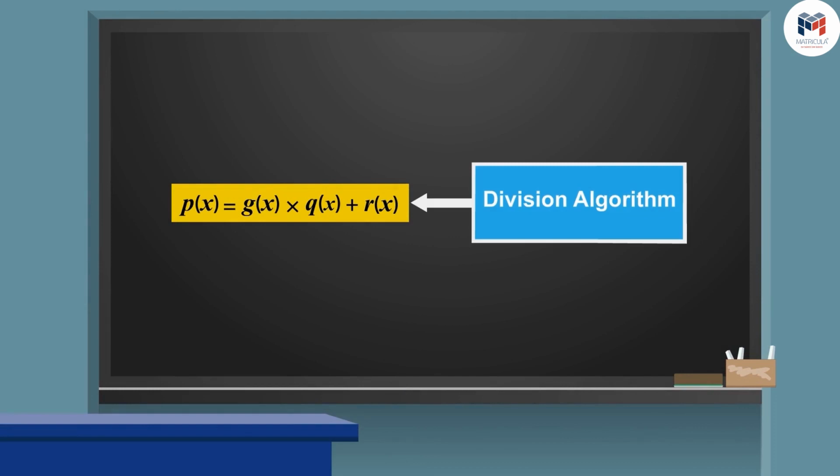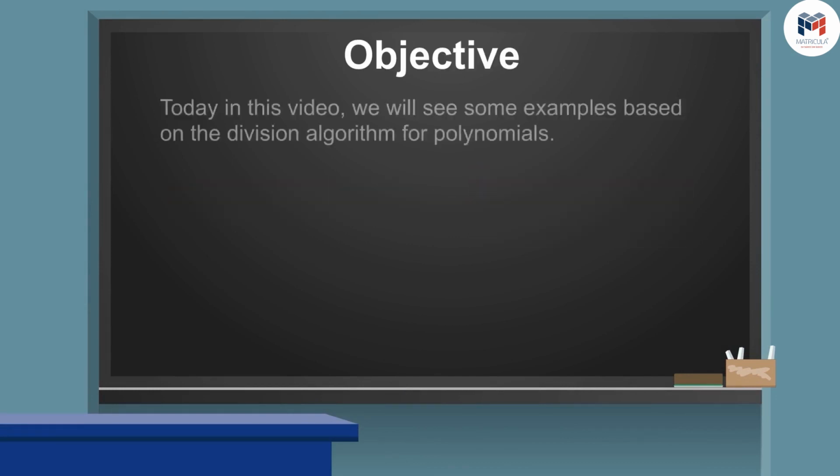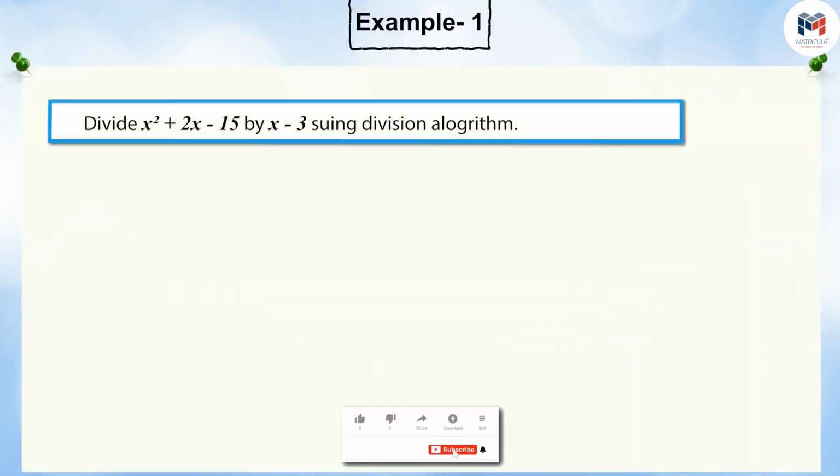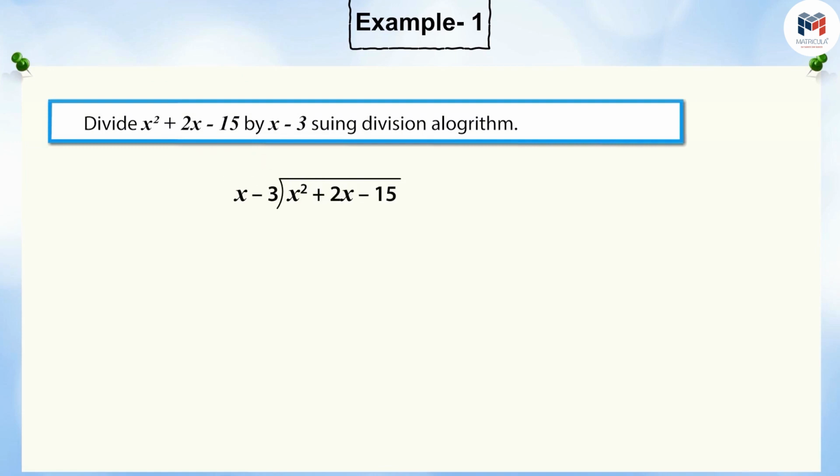In our previous video, we learned about the division algorithm for polynomials. Today, in this video, we will see some examples based on this. Divide x raised to power 2 plus 2x minus 15 by x minus 3 using division algorithm. In this question, x squared plus 2x minus 15 is the dividend and x minus 3 is the divisor.